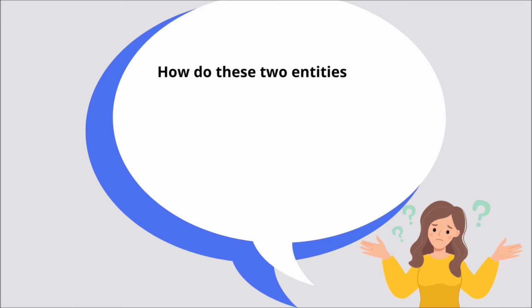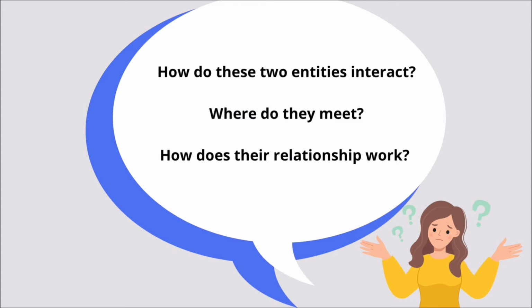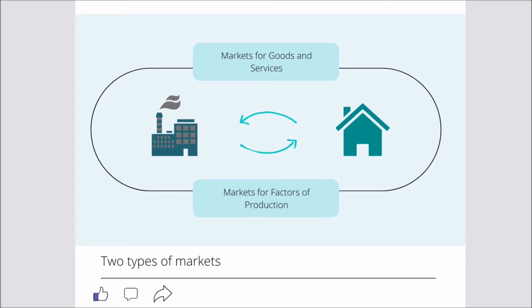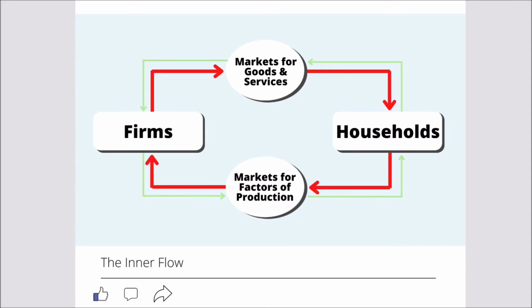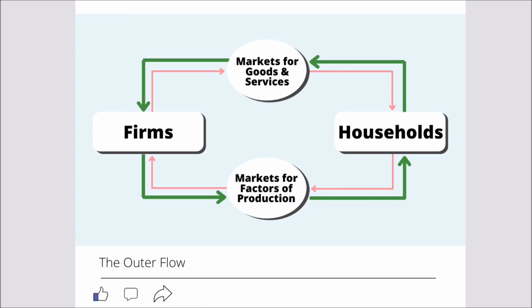Now, you may ask, how do these two entities interact? Where do they meet? And how does their relationship work? To start, households and firms interact with one another in two types of markets: the markets for goods and services and the market for the factors of production. In addition to that, as seen in the diagram, there are two loops: the inner one representing the markets of production, specifically the flows of inputs and outputs, and the outer one representing the market of goods and services, specifically the flow of money.